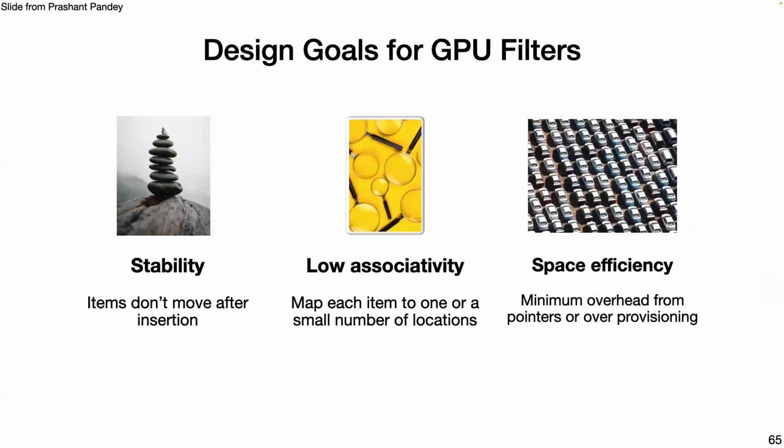So there are these design goals for GPU filters. First one is stability, which is if you insert elements, you don't want to move them too far from where they were supposed to go. Another one is low associativity, which means that you don't want many locations that an element can go. Ideally, elements go to a small number of locations, ideally one, but maybe at most a few. And finally is space efficiency, because the GPU has limited memory, so you can reduce space by avoiding explicit pointers or over-provisioning your data structure.